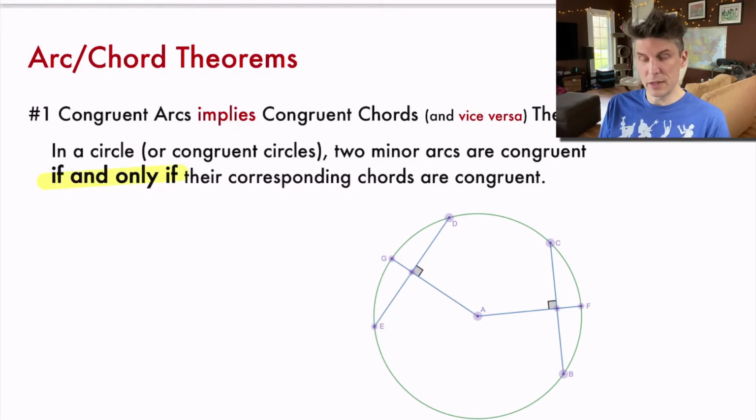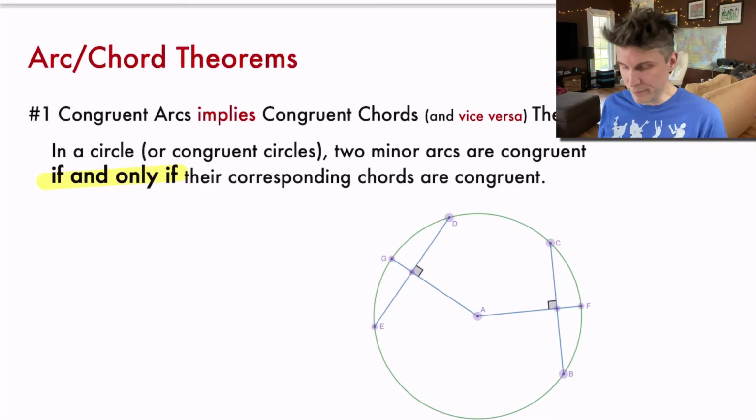So if and only if, that means that I could read that same theorem two different ways, like vice versa. So I could start it and say corresponding chords are congruent if and only if their corresponding minor arcs are congruent, something like that. I think you get it, hopefully.